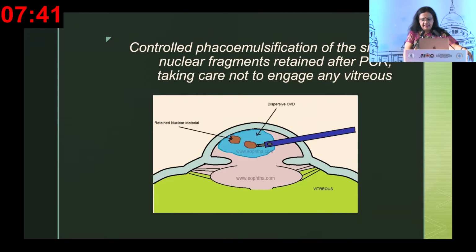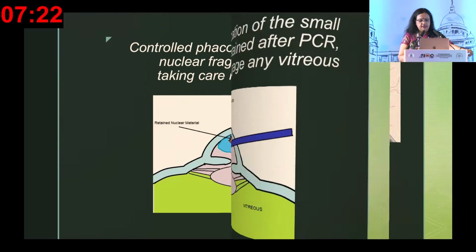So again, you can do a controlled phacoemulsification with the small nuclear fragments. If you're not comfortable with it, you can use viscoelastic to remove the small bits, because removing nuclear fragments which are very small can be very difficult, and sometimes they can fall in. So the most important thing is to plug the opening.